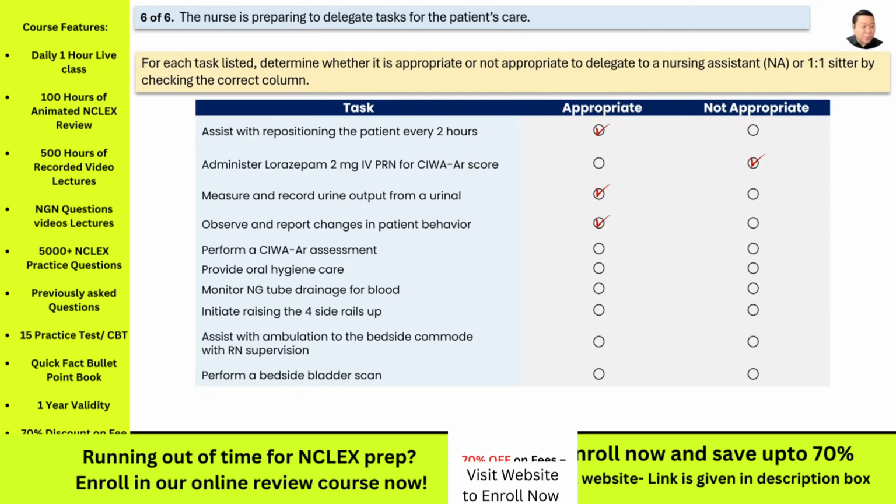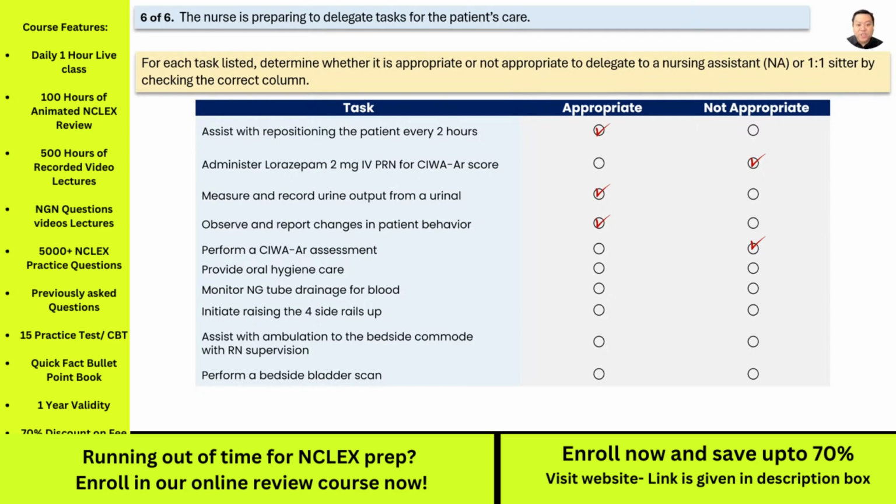Now, the next one here is perform a CIWA-Ar assessment. Obviously, this is not appropriate. This is only done by nurses and healthcare providers. And this requires the ability to interpret subjective and objective data. So that's why it's not supposed to be delegated to the NA and the one-to-one sitter. Let's move on to the next action here.